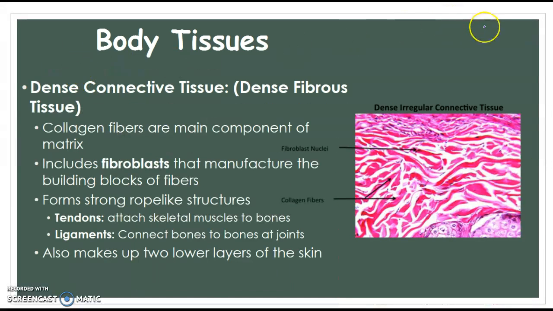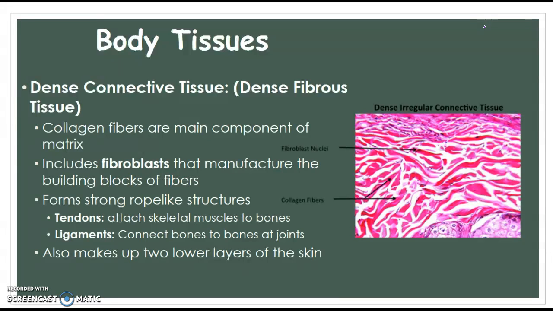All right, next we're going to move on to dense connective tissue or dense fibrous tissue, and this is going to have a lot of collagen fibers and fibroblasts making those collagen fibers. We're going to find this dense connective tissue making up tendons and ligaments. Tendons are what are going to attach skeletal muscle to bone, so that was the picture of the Achilles tendon that we talked about. And then ligaments connect bone to bone.